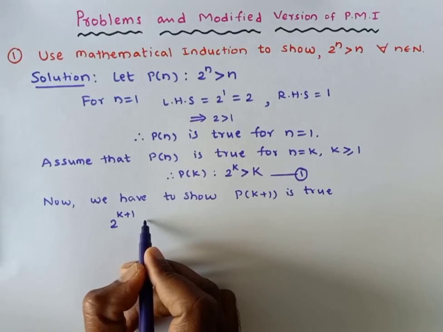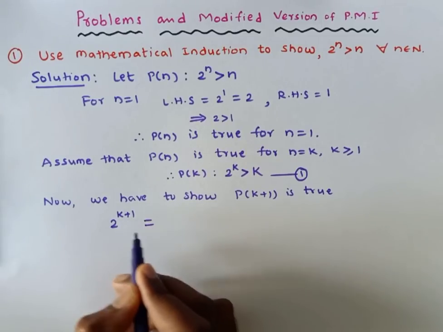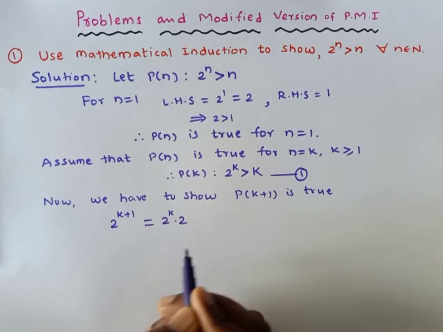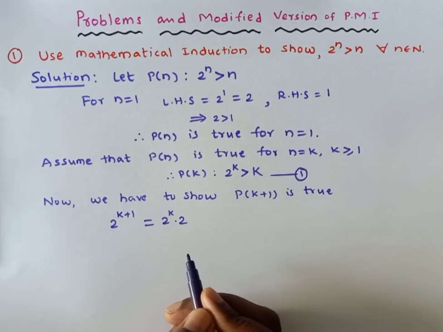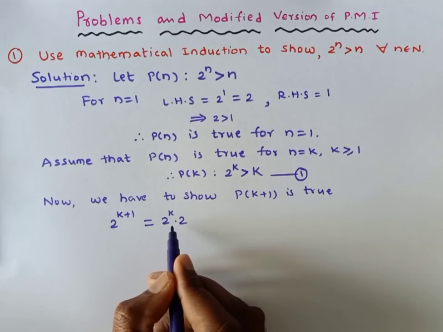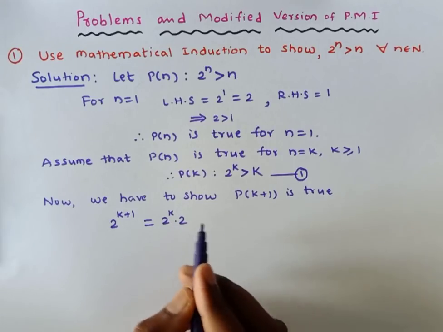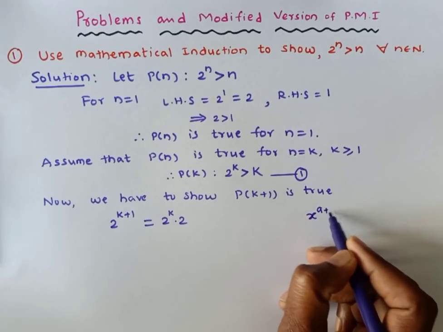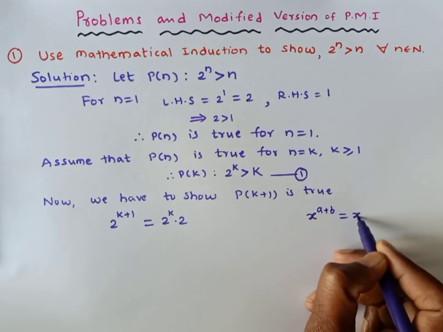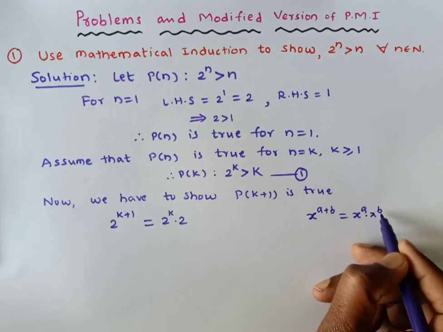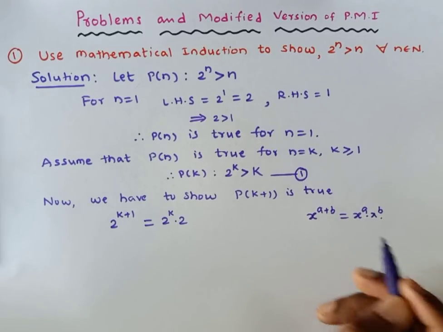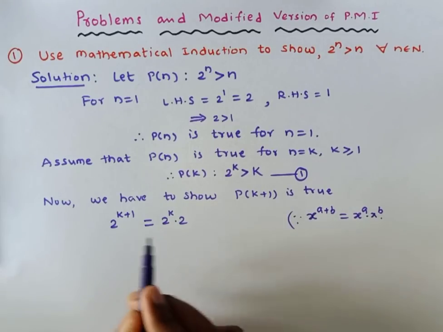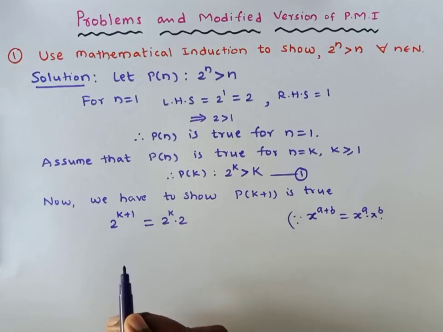Now first to simplify this, 2 to the power of k plus 1 is nothing but 2 to the power of k into 2. Do you know how to express this? x to the power of a plus b means x power a into x power b. x power a plus b is x to the power of a into x to the power of b. This is the theory of indices, which you know from 9th or 10th class. So we are writing this as 2 to the power of k into 2.